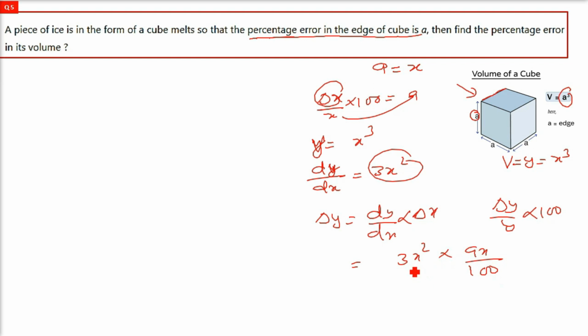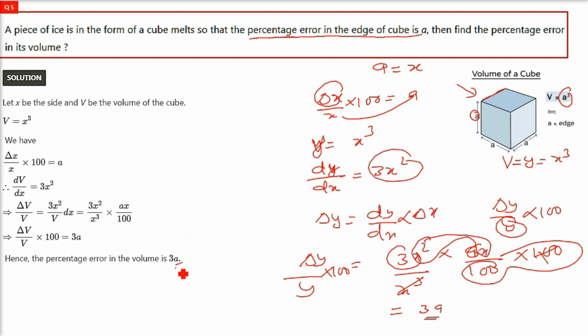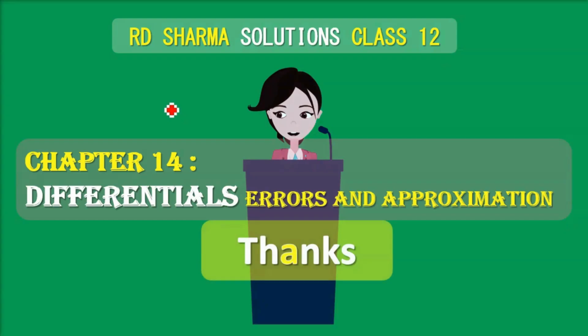This 3x square. Okay. Now delta y is there, so we have to divide it by y in order to get this. So y is x cube and then multiply it by 100 so that we get the total percentage error in its volume. So what do we get? You can have this x square and x. So just cancel this x cube. This 100 gets cancelled. You have only 3a. So the percentage error in its volume is 3a if the percentage error in the edge of a cube is a. So this is all about this VSAQ.